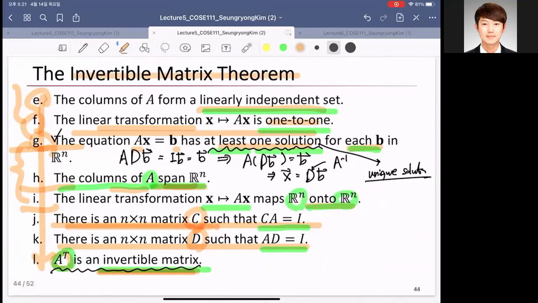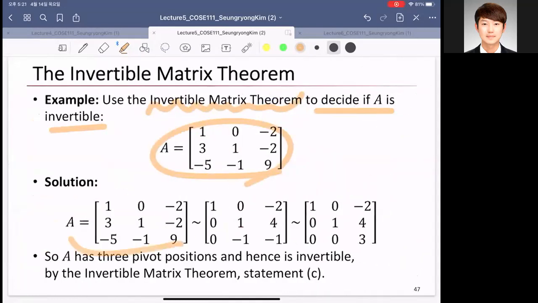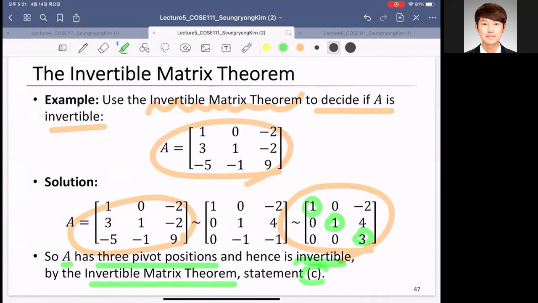First of all, you have a matrix A, and you can reduce this matrix A to echelon form. Then you find that you can draw the pivot positions here and here and here. So matrix A has 3 pivot positions, hence it is invertible by invertible matrix theorem statement C. So that's one of the examples of using the invertible matrix theorem. Okay.